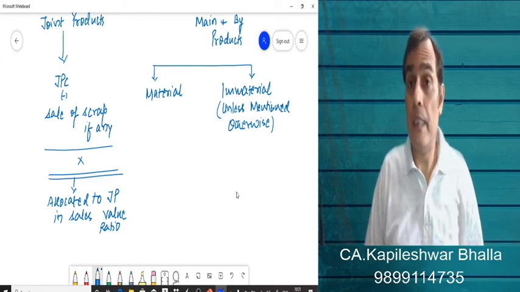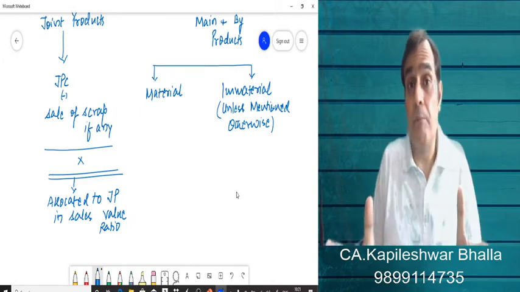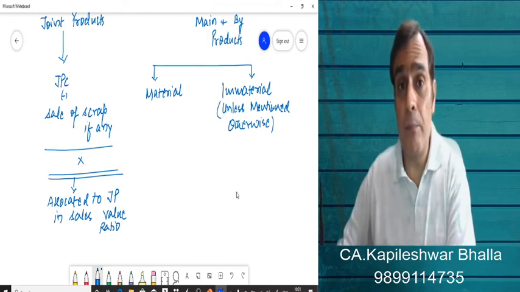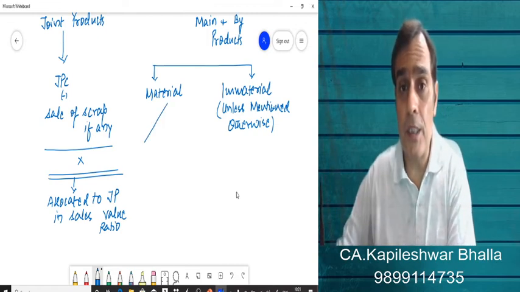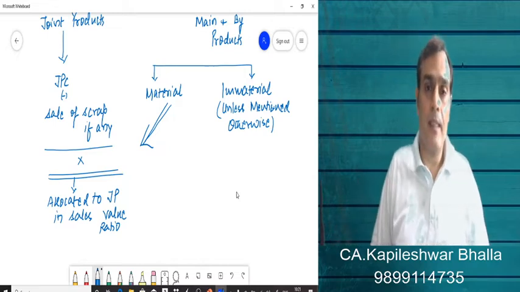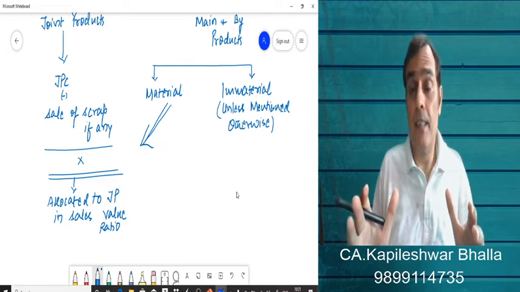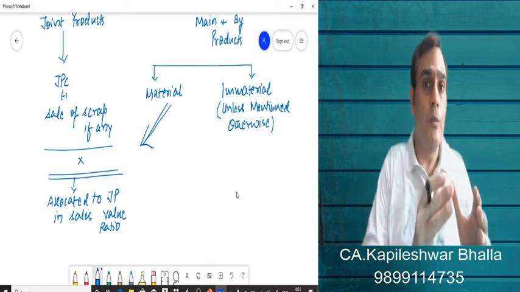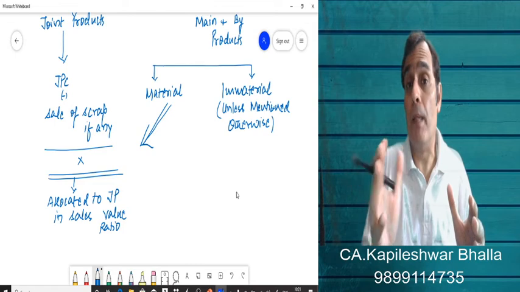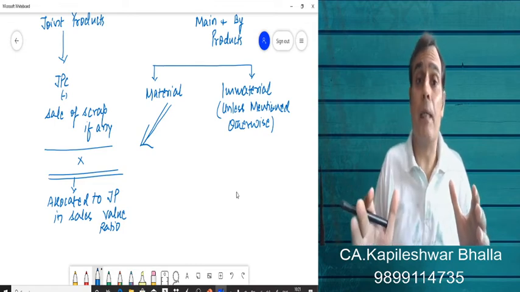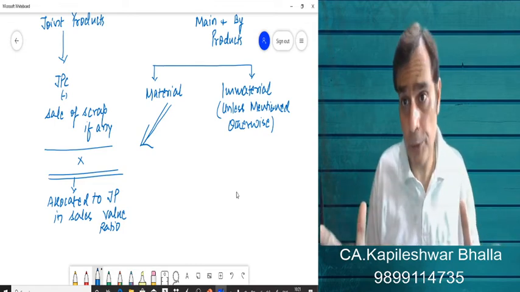Okay, now let's have a look. If it is a case of a main and a byproduct, and we say the byproduct is material in nature, trust me, we're going to apply the same concept altogether. That means from the JPC, I will reduce the sale of scrap, and then the net amount is allocated to the main and the byproduct in the sales value ratio.